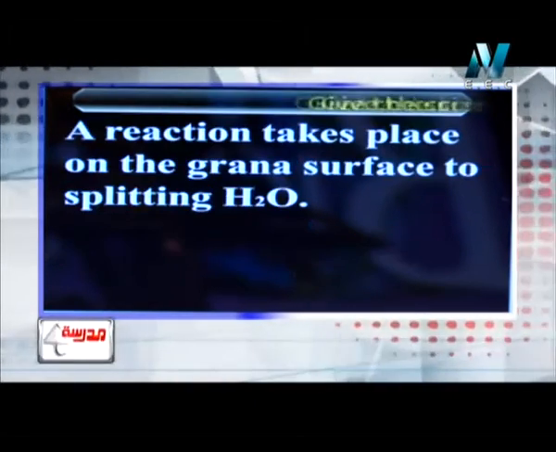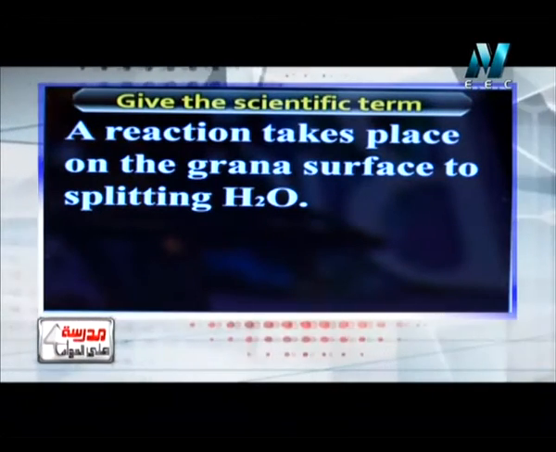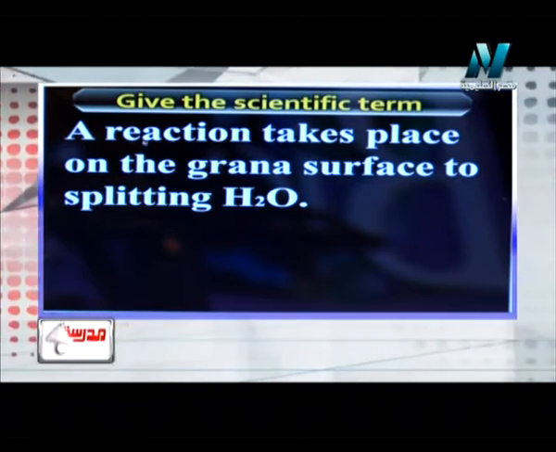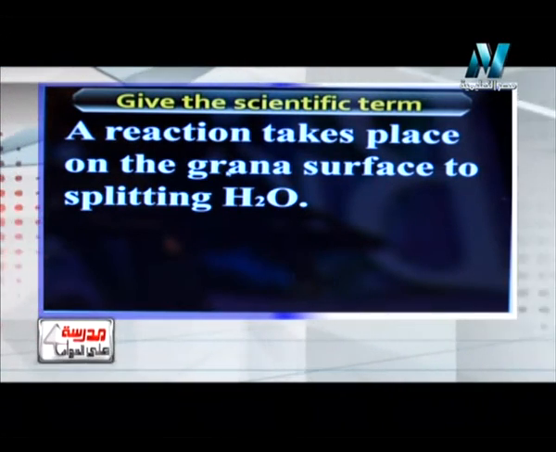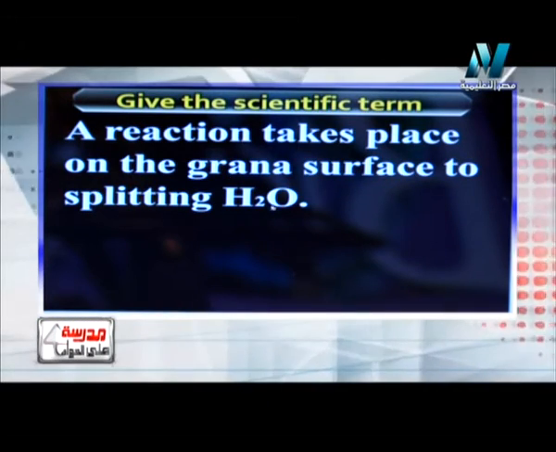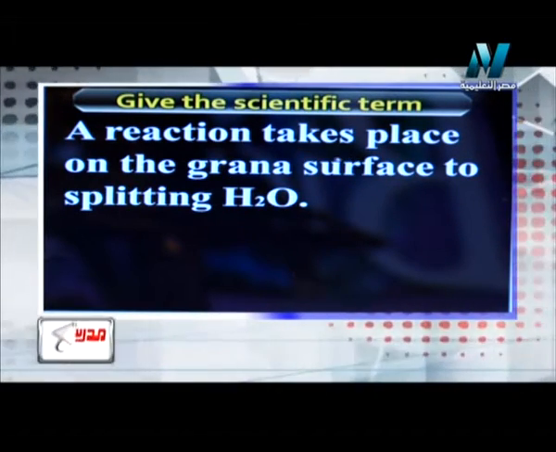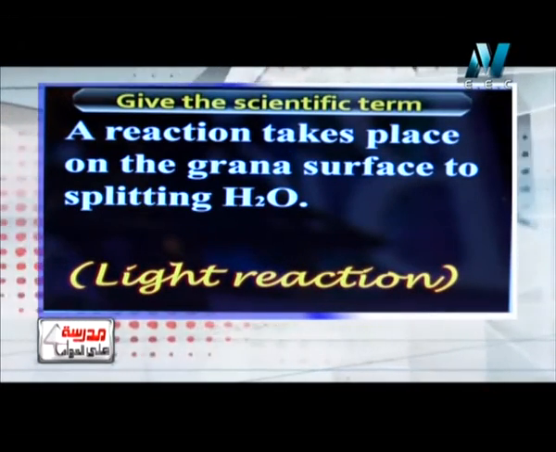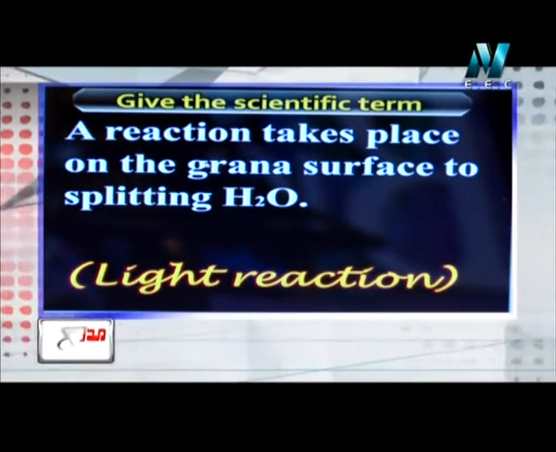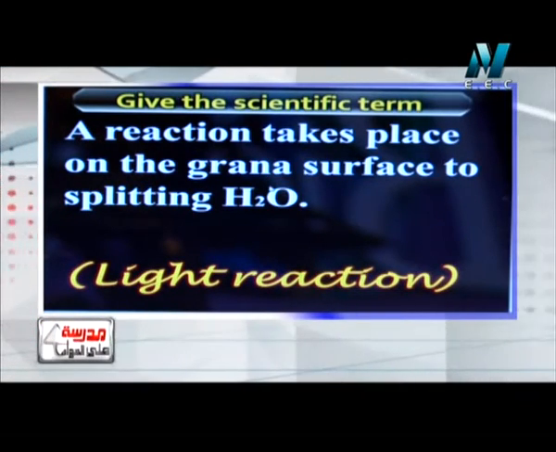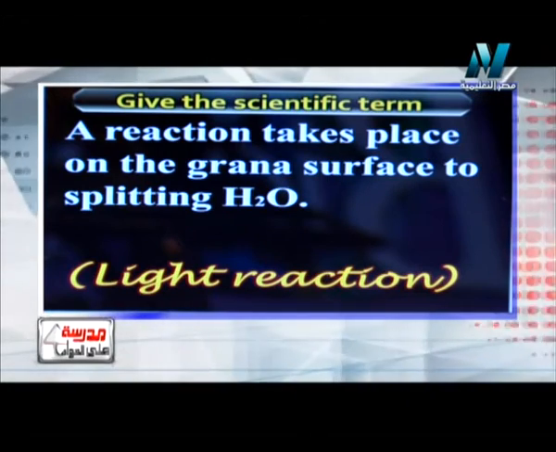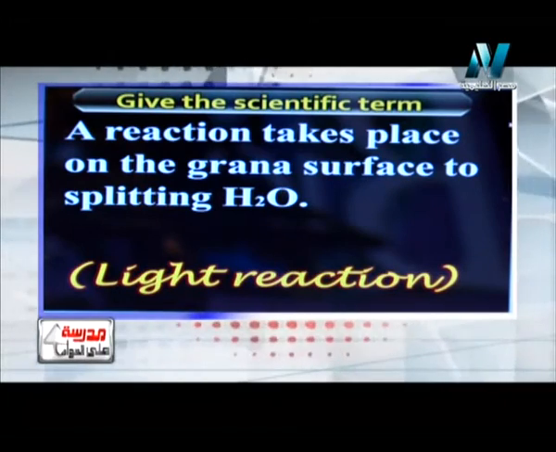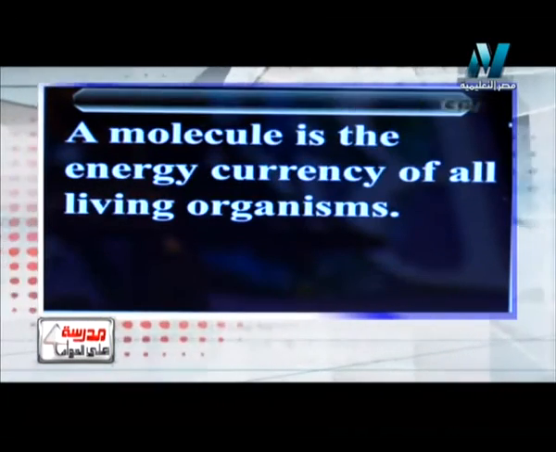The next concept. A reaction takes place on the granal surface to split H2O. The reaction is the light reaction, which takes place on the granal surface, and light is the limiting factor. Limiting factor means the reaction increases when the light increases and decreases when the light decreases until a certain range.